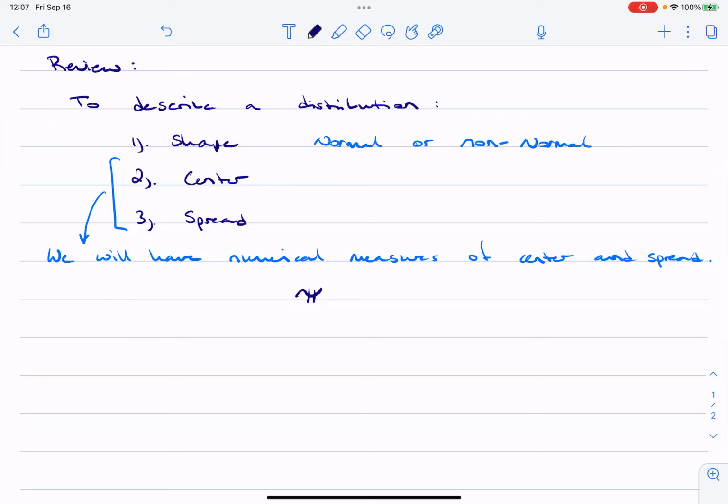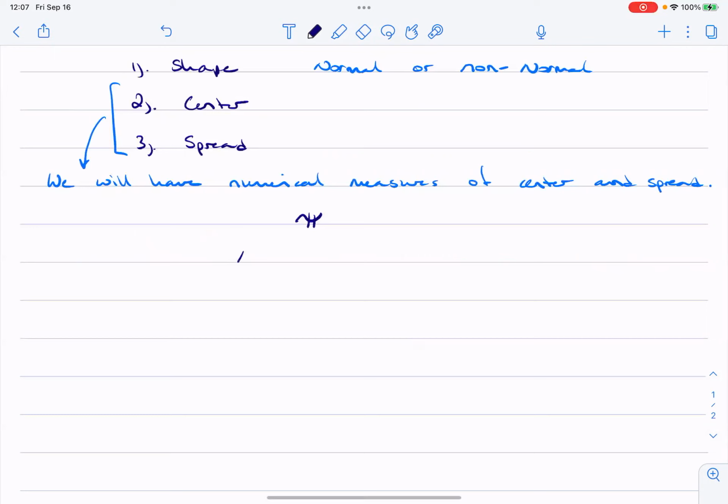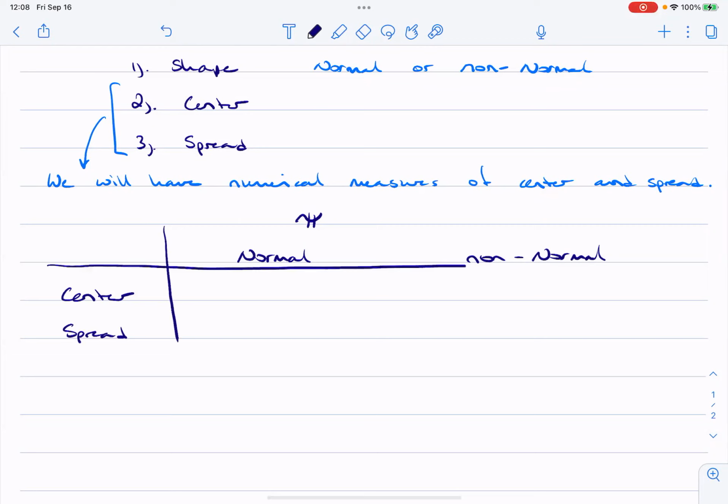Okay. So depending on the shape that we have, whether it's normal or non-normal, that's going to tell us what the appropriate center and spread are. And so I'm going to make a little table here with normal and non-normal. Those are the shapes, right? And the center and the spread I'll put over here. Question? No.